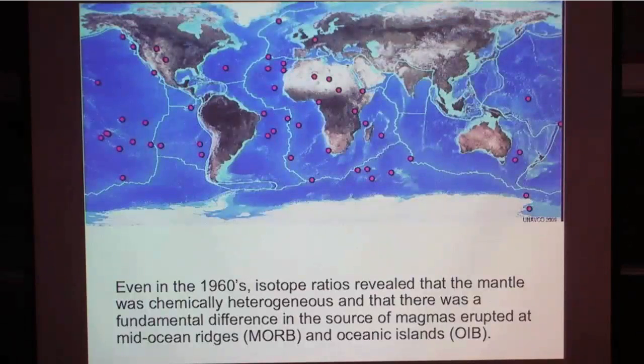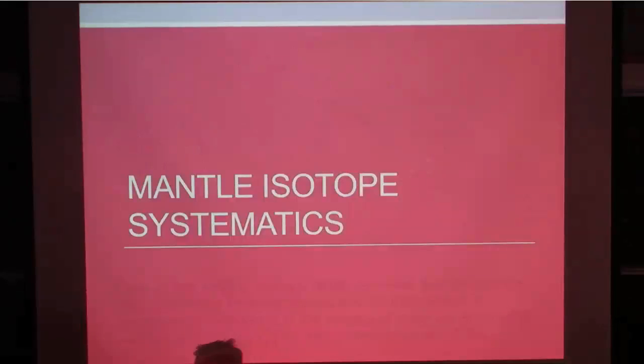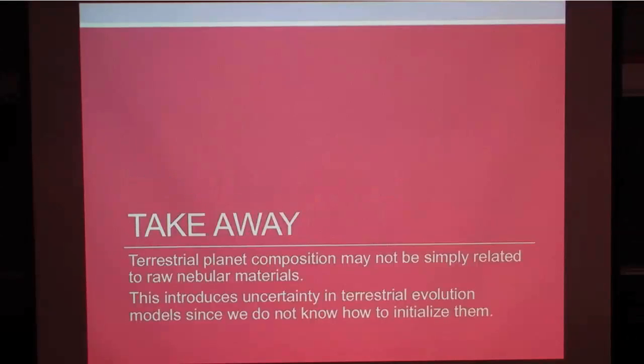Even in the 1960s, beginning with people like Gast and... Quick question. In the previous slide? Yeah, you had text in the previous slide. Yeah, so that first statement, terrestrial planet composition may not be simply related to raw nebular materials. So basically you're saying that if you plot the composition of any of the terrestrial planets versus the composition of the sun, you wouldn't necessarily expect to see a one-to-one relationship.